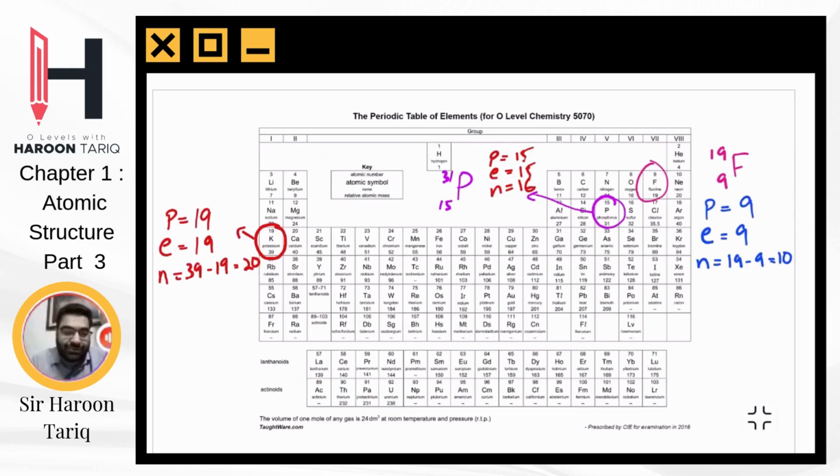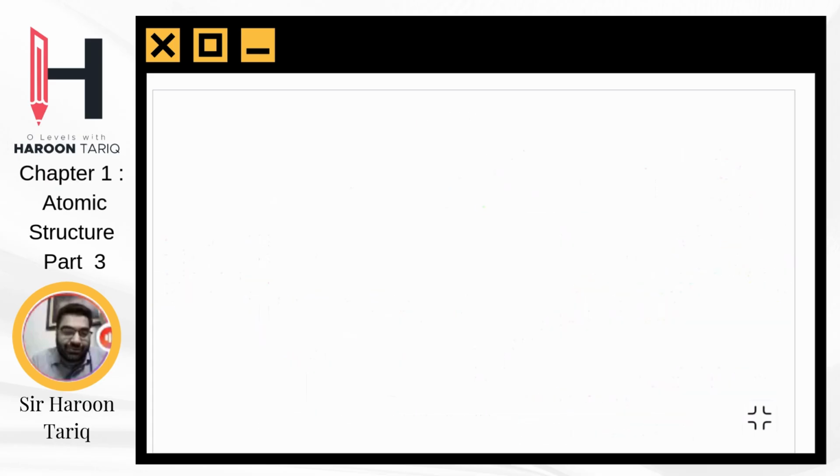Okay, what is the nucleon number of potassium? Nucleon number is the mass number. Nucleons is protons plus neutrons. The number of nucleons is 39. Nucleon is the mass number. Okay, let us move on.